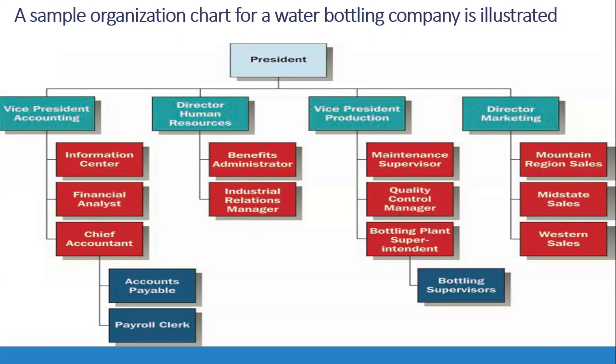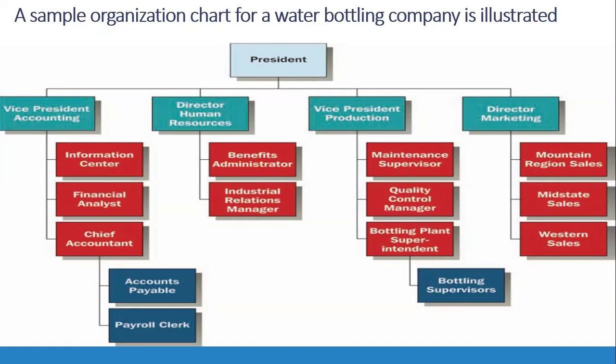So on what we have on our screen, you realize that at the apex is the president of the organization, which is the most important or the most powerful position as far as this organogram is concerned. But beneath the president are specific functional areas that have been created to help this water bottling company to produce and distribute their mineral water to their intended customers.